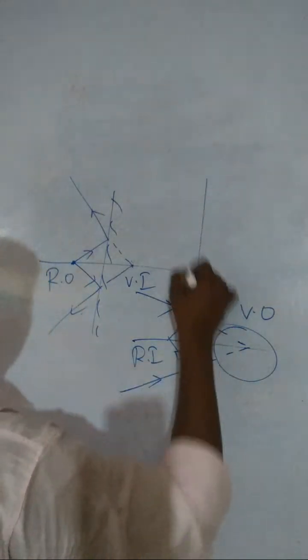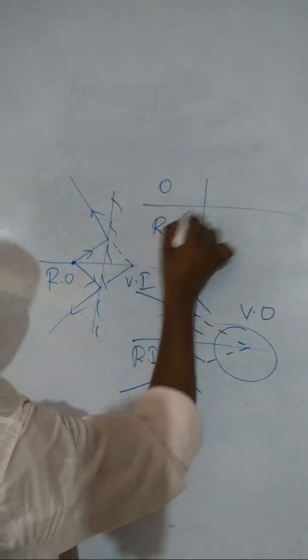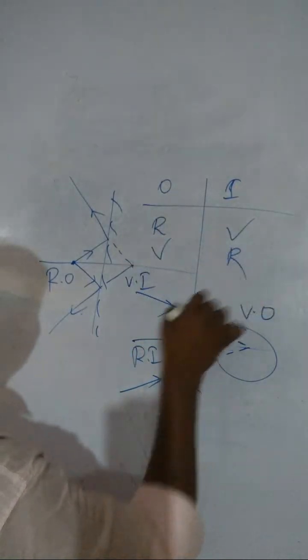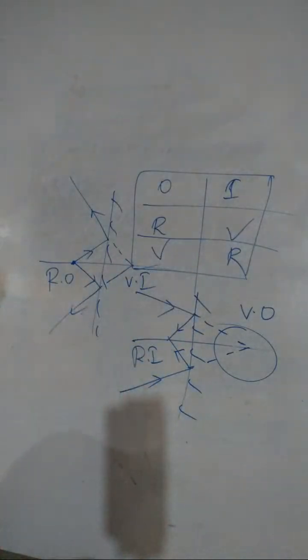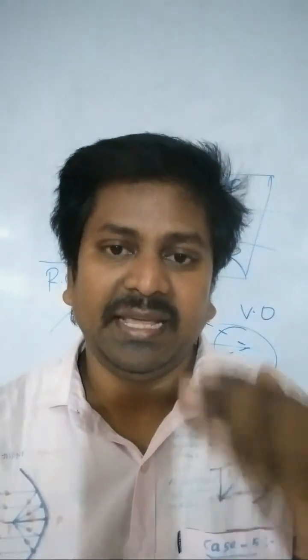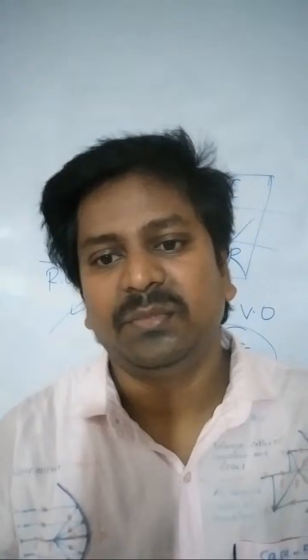So we can conclude that if the object is real, the image is virtual. If the object is virtual, the image is real. These notations are very important, so you can note them down. You need to remember them, because in the exam they will ask. It is a very important topic, so try to remember all these points.